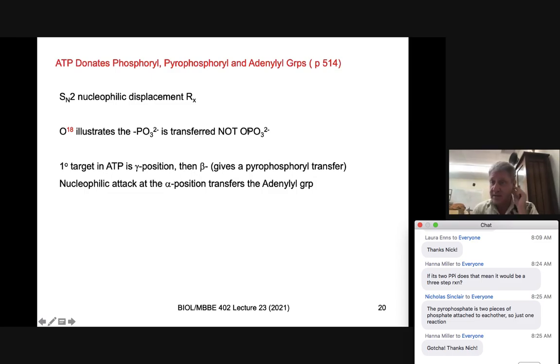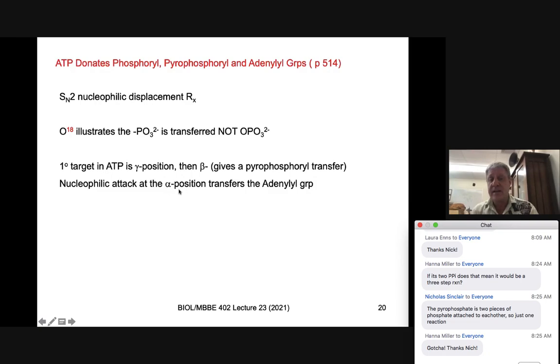And I'll show you this in the second slide in a second. So when we look at the attack on ATP, the primary attack is first on the gamma position of the phosphate chain of the three phosphate groups, then the beta position to give you the pyrophosphate. So again, we have two positions in regards to that capacity.